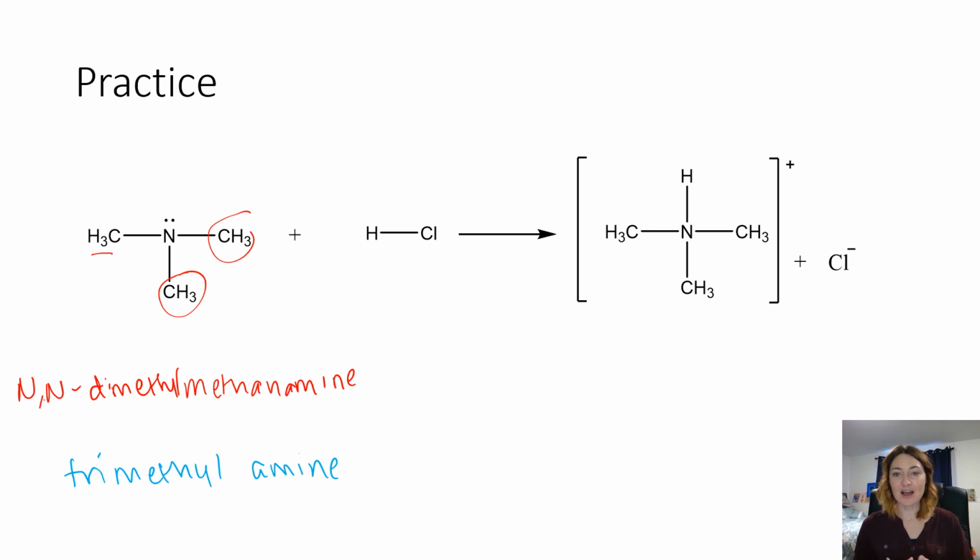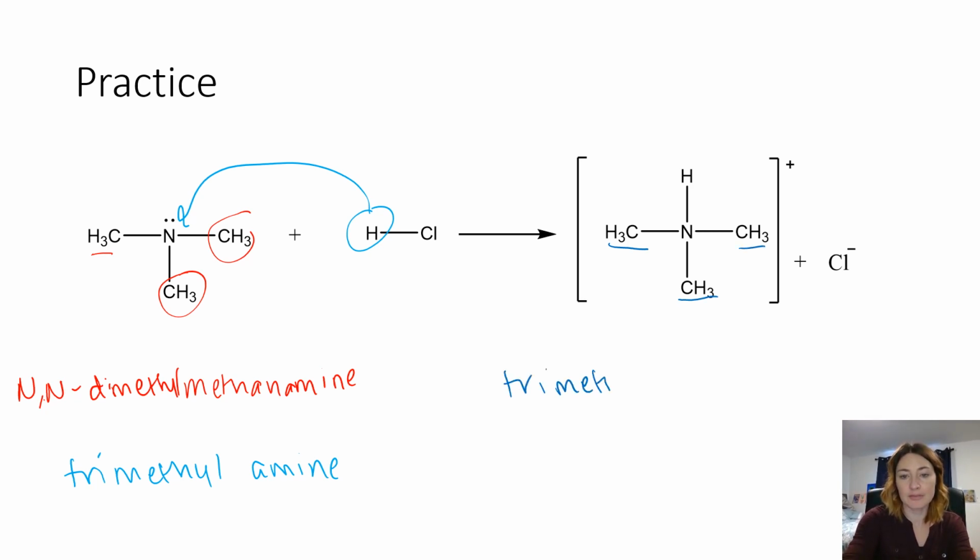All right, so we should have donated our proton to the amine, forming an ammonium ion. To name this, we are going to name the groups coming off of the amine. So this is trimethyl. And again, this is an ammonium now instead of an amine, so I just say ammonium chloride. And we're done.